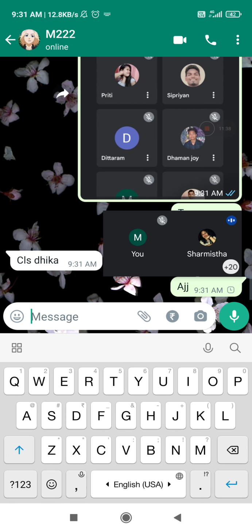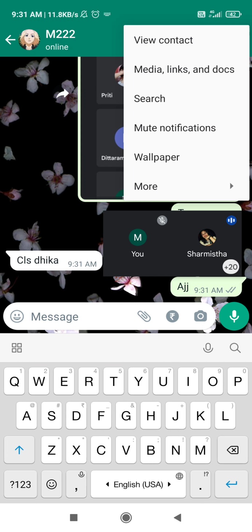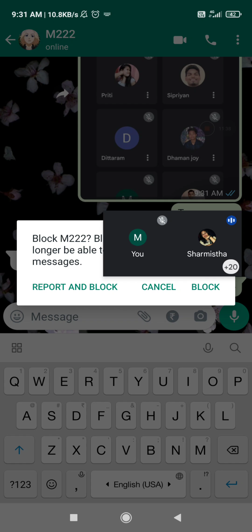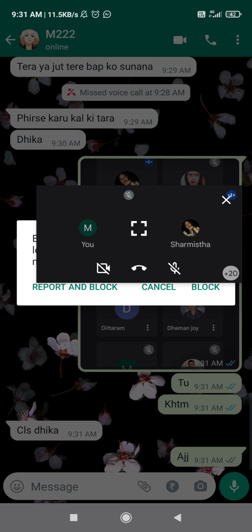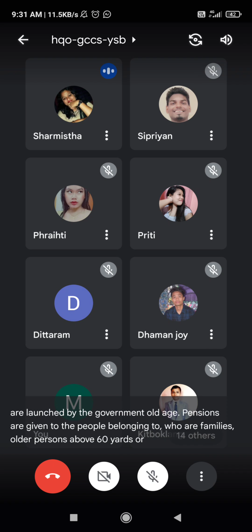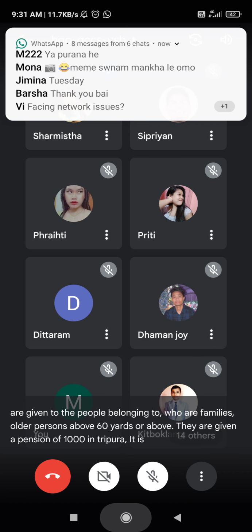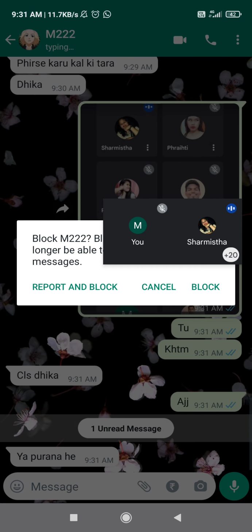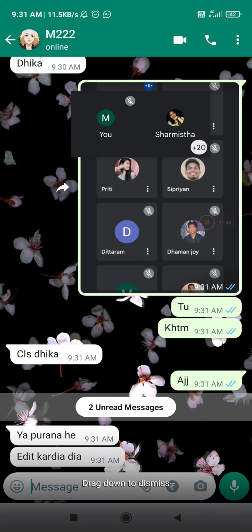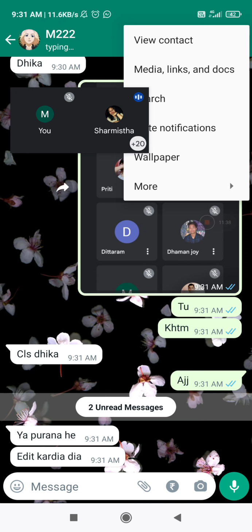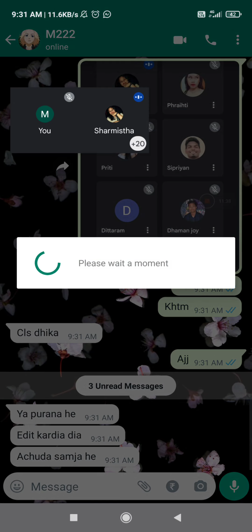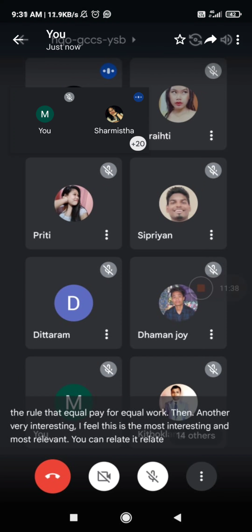You see, various types of pensions are given by government, or various types of schemes are launched by the government. Old age pensions are given to people belonging to poor families, older persons above 60 years or above. They are given a pension of 1000. In Tripura it is 1000, it varies from state to state. And from 80 years or above they are supposed to be given 1200 rupees per month by government.